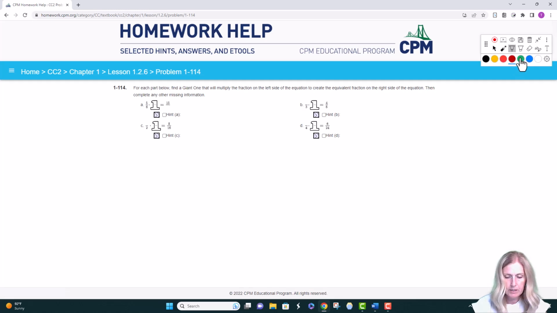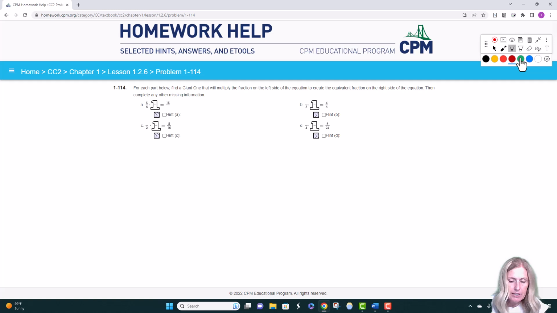114. For each part below, find a giant 1 that will multiply the fraction on the left side of the equation to create the equivalent fraction on the right side of the equation. Then complete any missing information. Okay, so they have the giant 1 set up for you already. Their giant 1 looks so much prettier than mine.